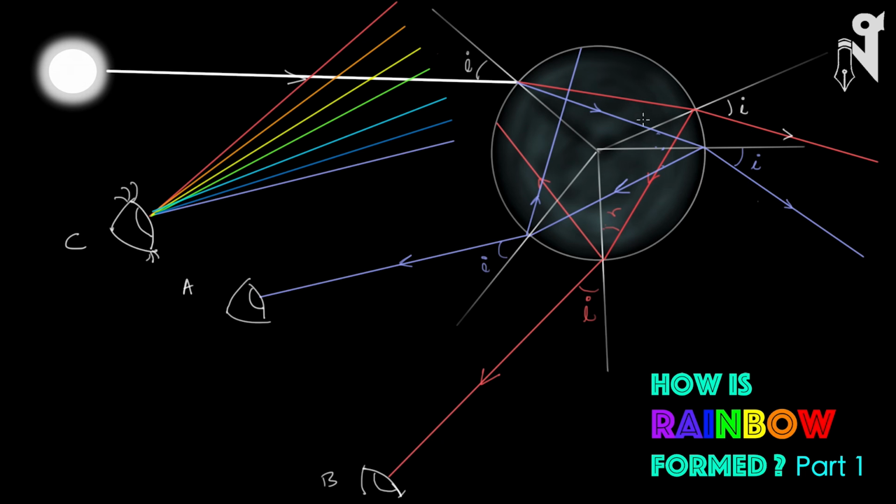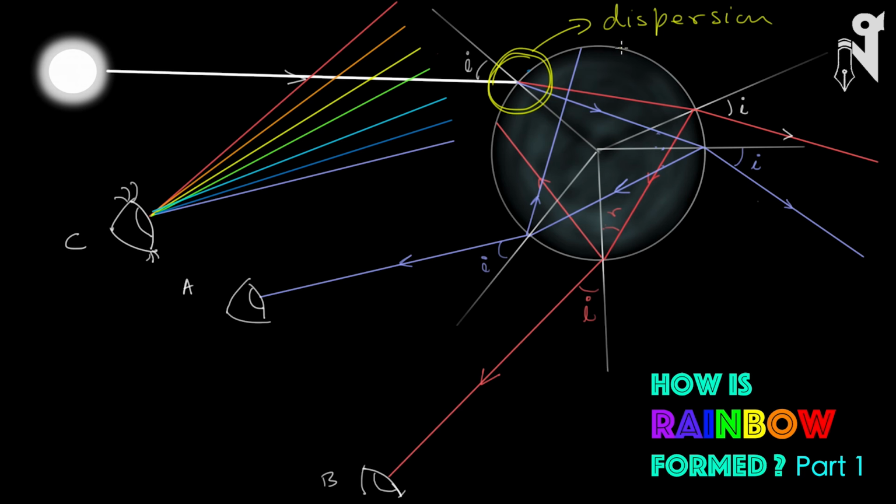The raindrops are doing this magic. What is the magic the raindrops are doing? First, magic is happening over here. Note it down if you wish to. First, magic is happening over here at this interface. What is it doing? It is refracting as well as dispersing. Dispersion of white light. Why will the white light get dispersed? Because the constituent colors have different refractive indices. They have different speeds in water. So it gets dispersed. So red bends less and violet bends more.